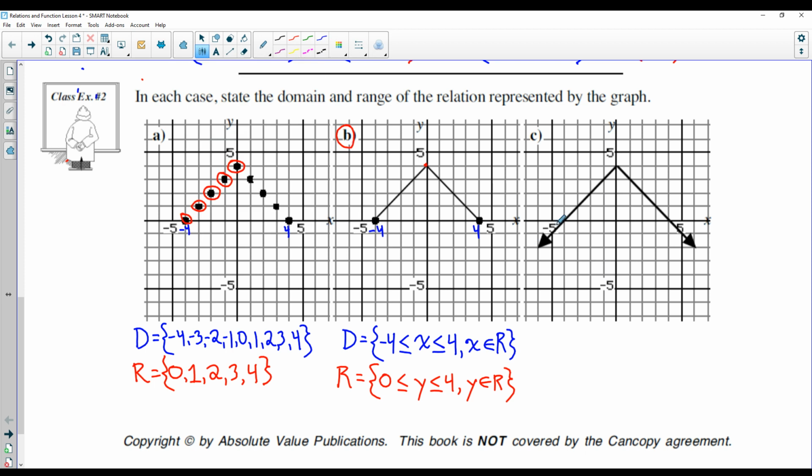Okay, let's go over to this one. Now, if you have a line with an arrow on it, it just means that this keeps going on forever. Okay, it just means it keeps going on forever. So let's identify our domain here.